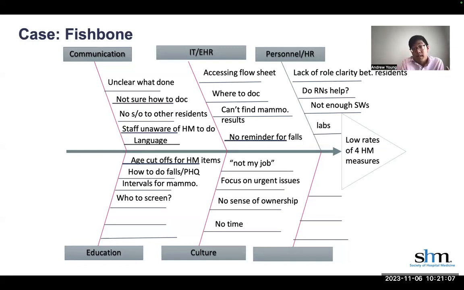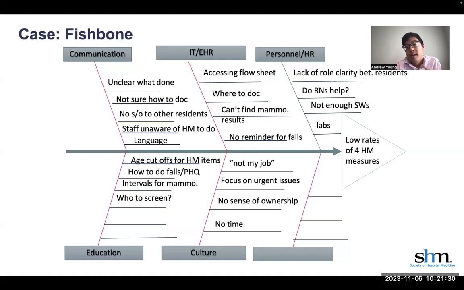Maybe there's an educational issue. Maybe people aren't sure what the health maintenance requirements are for different ages, right? Maybe the age cutoffs have changed and people aren't aware of it, or maybe the attendings aren't aware of it and they're not holding the residents responsible for it. Maybe the intervals for mammograms, people aren't sure about, people aren't sure who to screen.